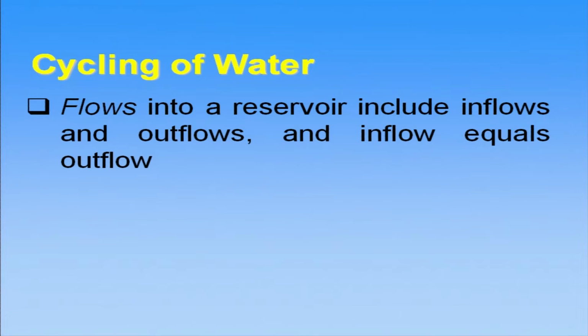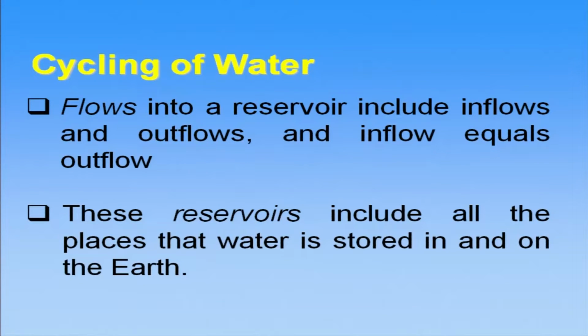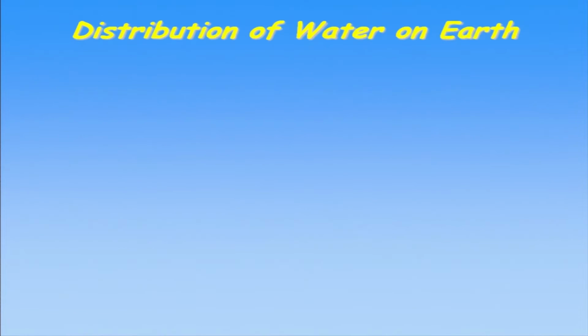This is one example of the reservoir input and output we were talking about in the previous lecture. So this reservoir includes all the places that water is stored in and on the earth's surface. So water is cycled through the complete system, whether it is on the surface or subsurface. Distribution of water on earth.